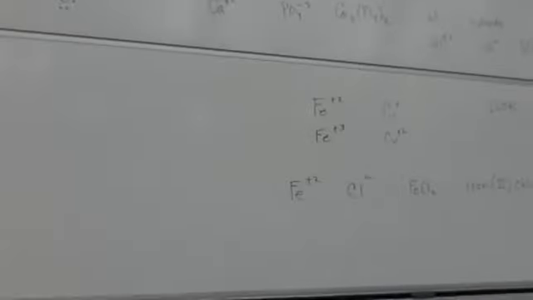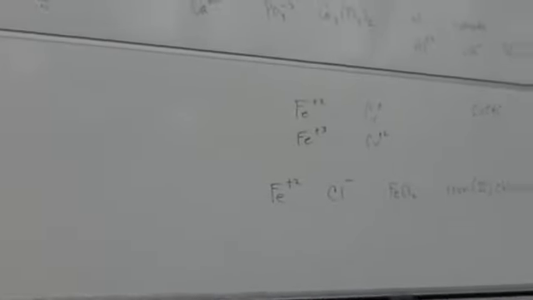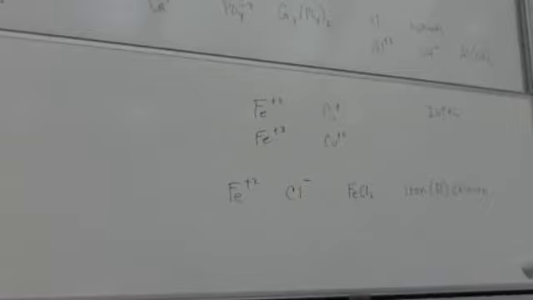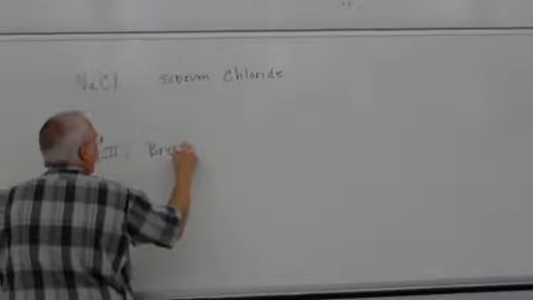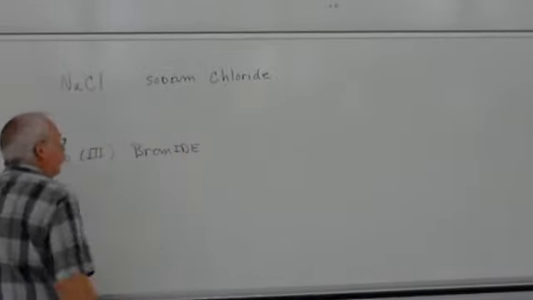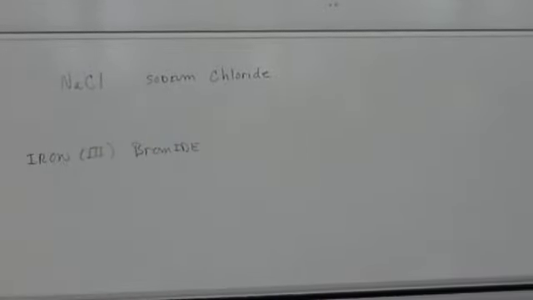Students get this confused all the time. It's not telling you how many there are. What does it tell you? The charge on the metal ion. So if I say to you, iron 3 bromide, is that enough information for us to write the correct formula?